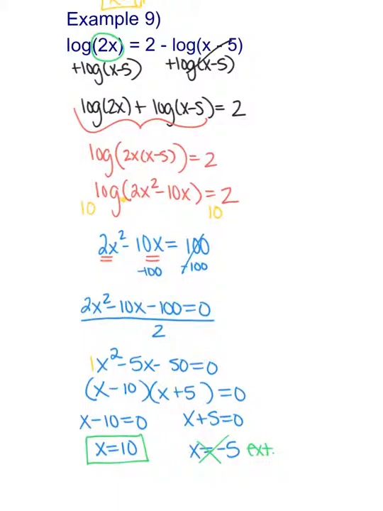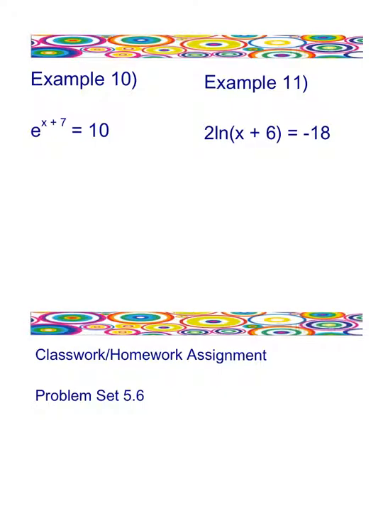All right, we're almost done. I've got 2 more examples. I haven't used any natural logs or e's really, so I wanted to make sure we got a few of those in. So this next one, example 10, I've got e raised to the x plus 7 equals 10. The thing to remember is that it's still an exponential statement.